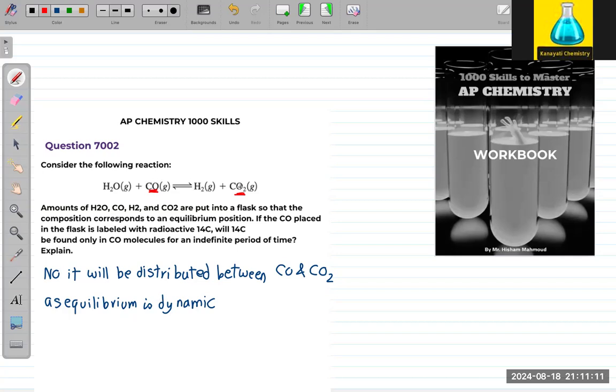So some of the carbon will go here and some will go here, and it keeps making the carbon dioxide and then breaking into carbon monoxide. So it is in equilibrium. So as a carbon monoxide, I can see the atoms of the radioactive carbon in both the reactants and products, not one of them only.